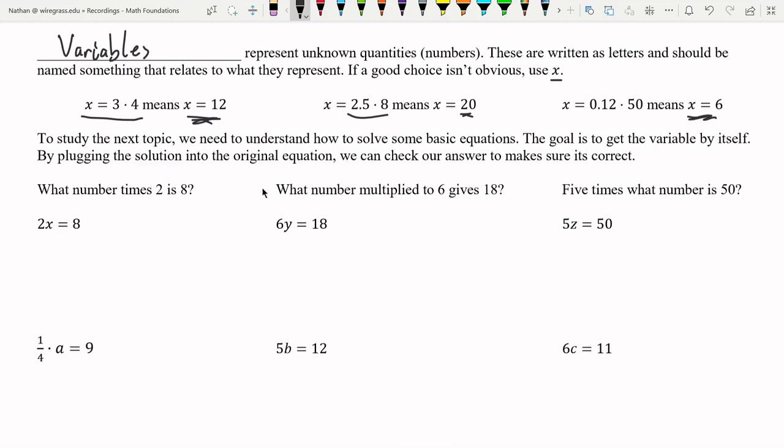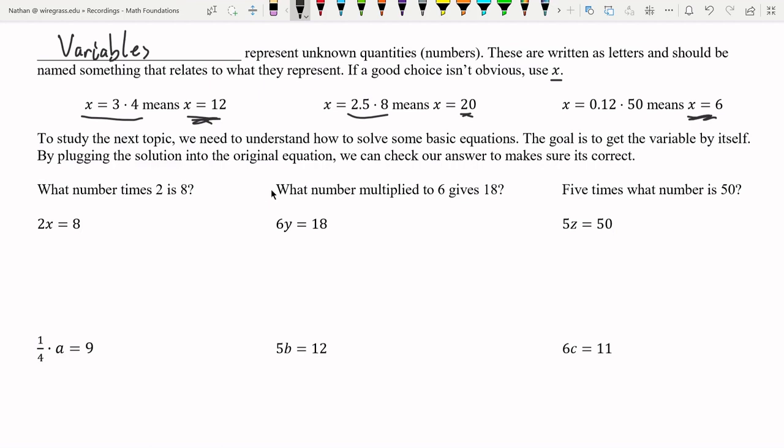We like to study variables because they allow us to solve general solutions. And to solve for a variable, the goal is to get the variable by itself. We can always check to make sure we found the correct solution for the unknown quantity, the variable, whatever variable you're using. We can plug it back into the original equation that we had and then check to make sure.